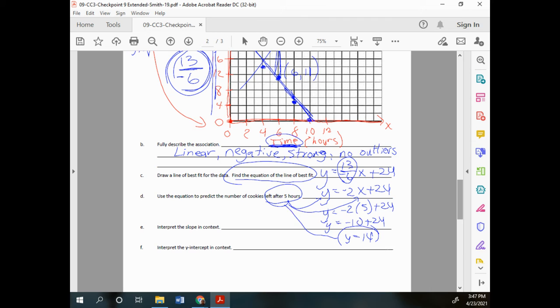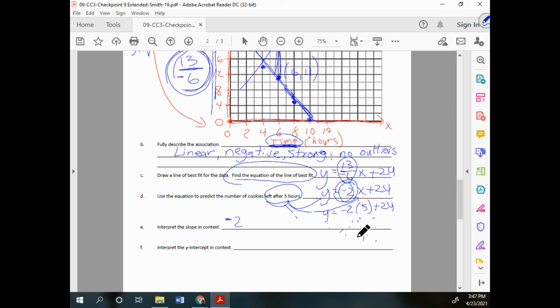Now, this is kind of the tough part here. This is another tough question. It says, interpret the slope in context. What is going on here as far as talking about the slope? Now, my slope is this negative 2. And it's talking about how many cookies we've got here. These are the number of cookies that are left after time. And you see our cookies are running out because people are selling them. So what does negative 2 mean?